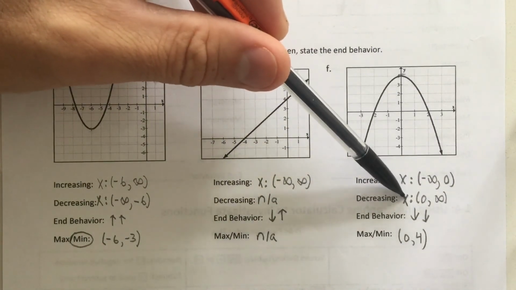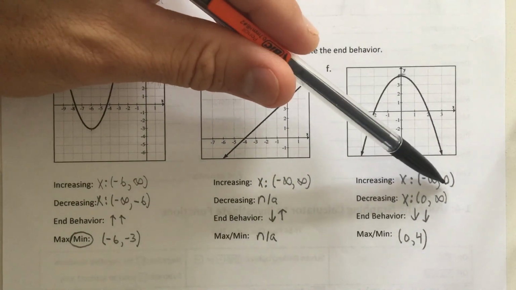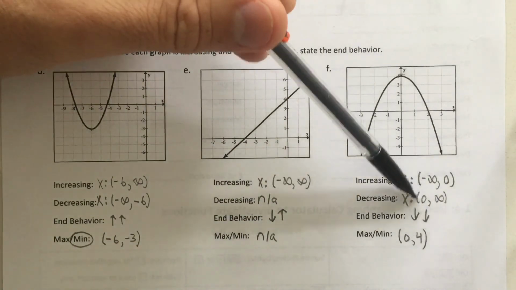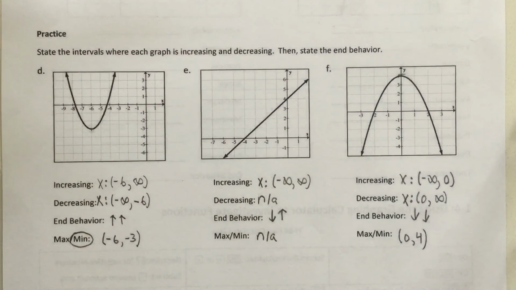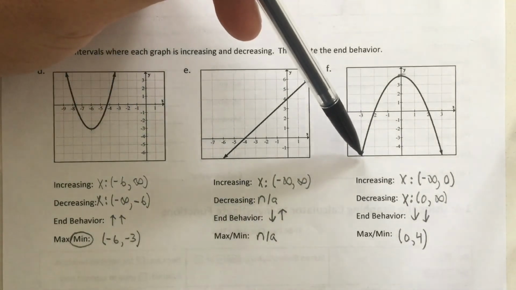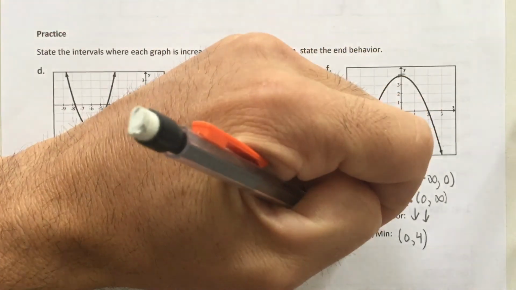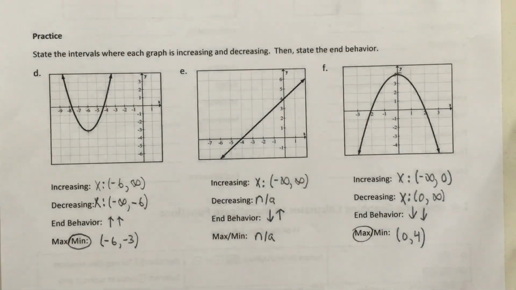So that's from x values from 0 to infinity, or when x is greater than 0. Again, always using the parentheses for increasing, decreasing, because you're never equal. It's flat at that point. In this case, our end behavior is down, down, and then we have a maximum at 0, 4.